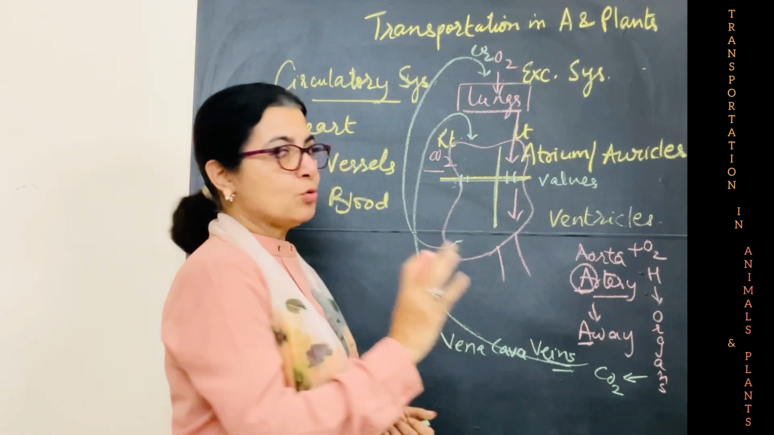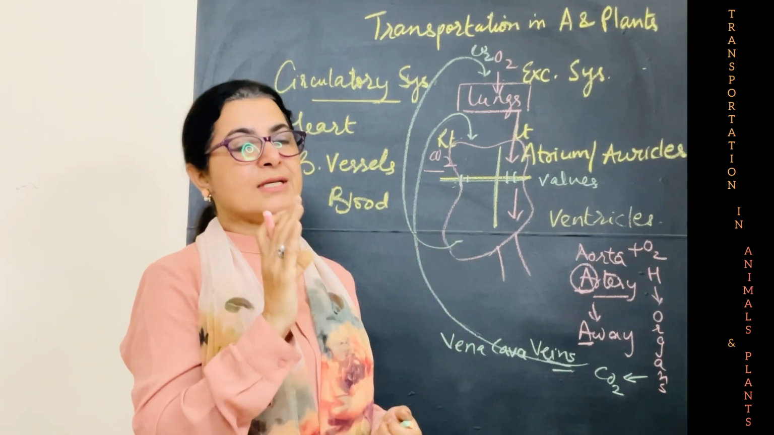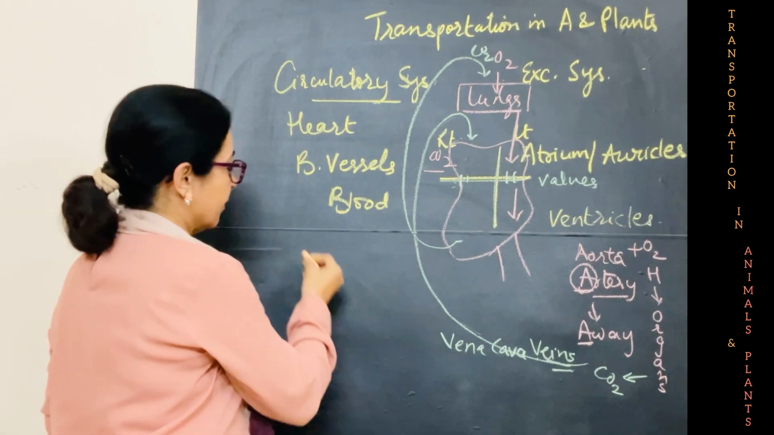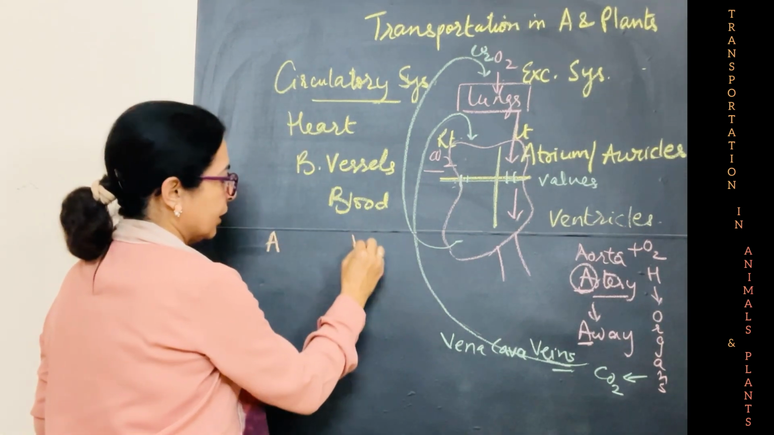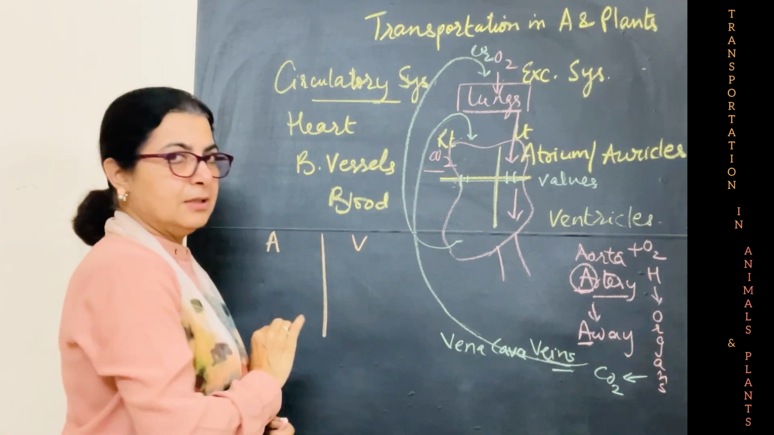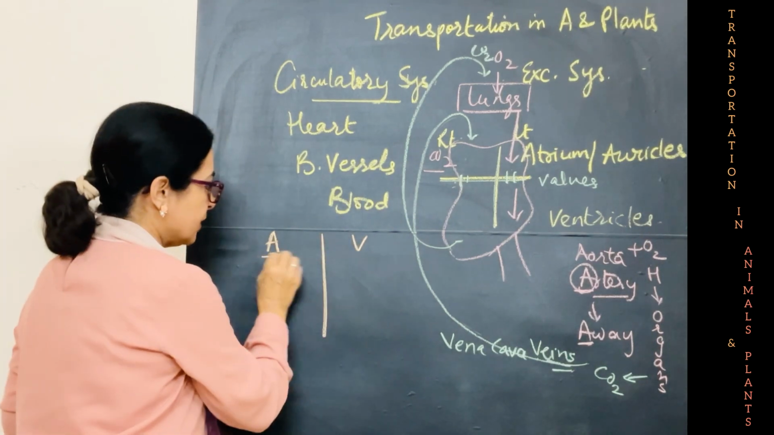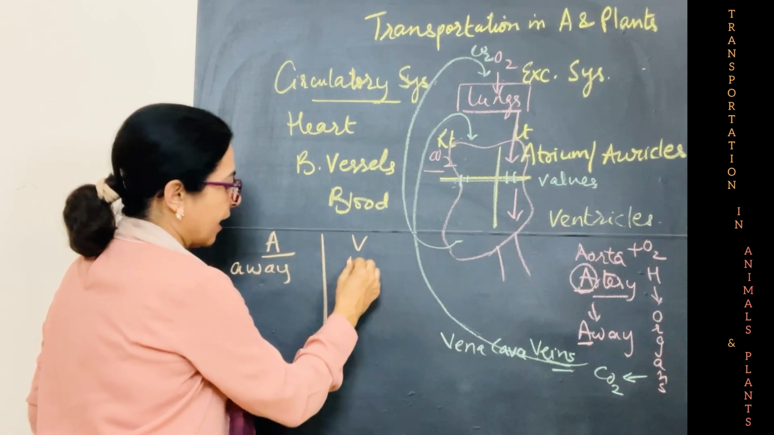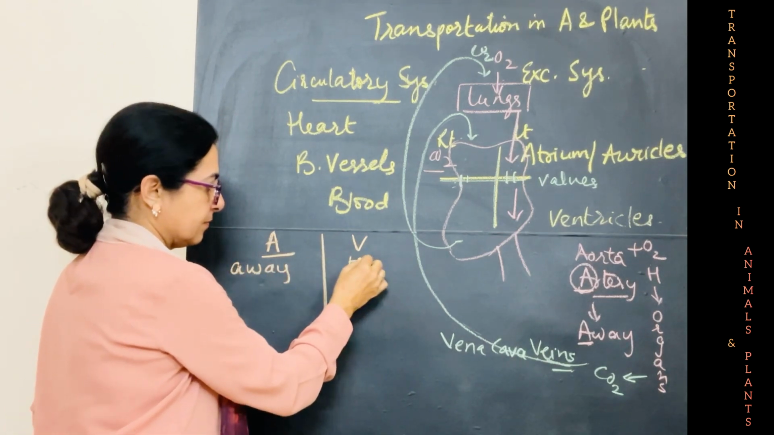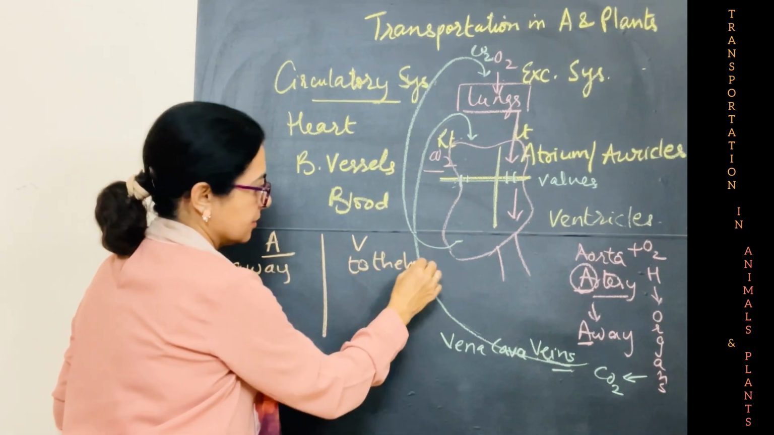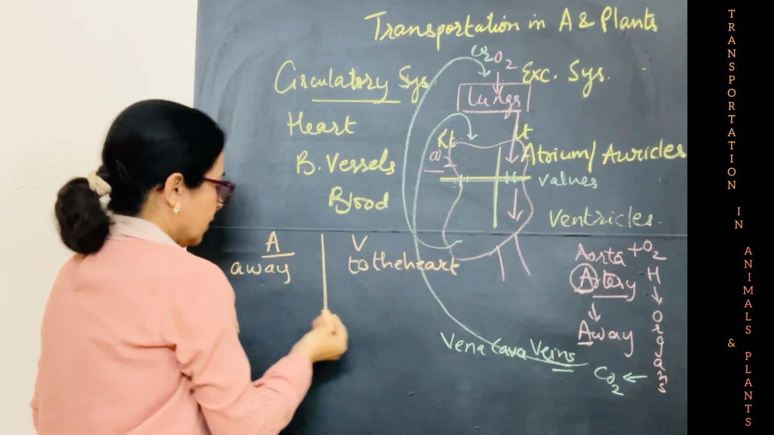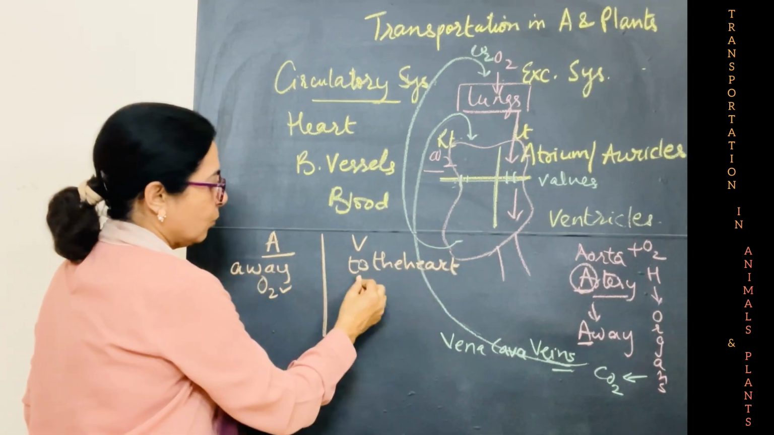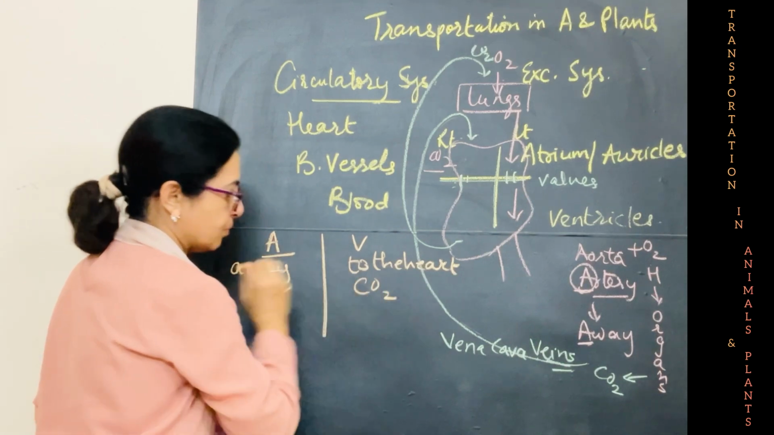Now we need to understand the difference between the arteries and the veins. The first thing to understand is that we can make a small table to compare the two. Arteries are carrying the blood away from the heart. Veins are carrying blood to the heart. Arteries are carrying the oxygen rich blood, veins are carrying the carbon dioxide rich blood.